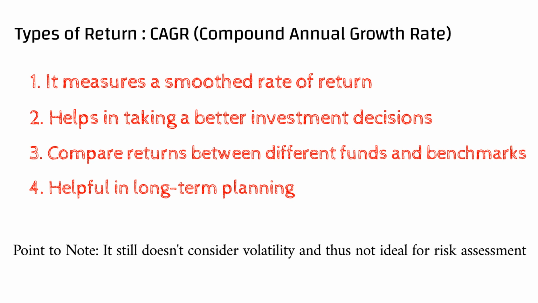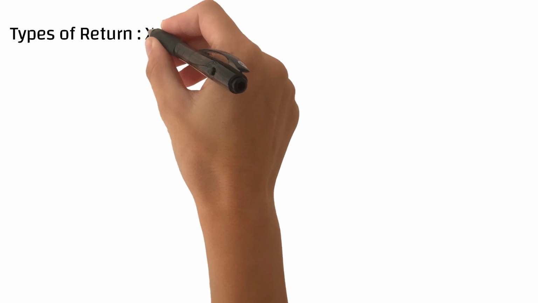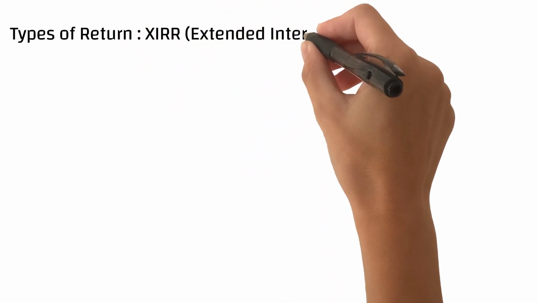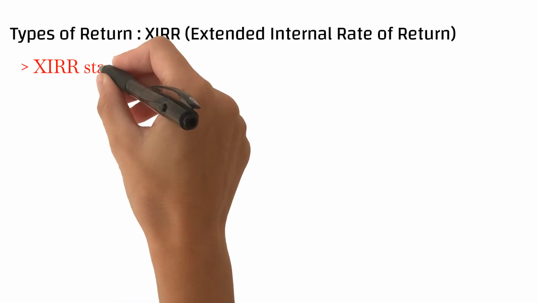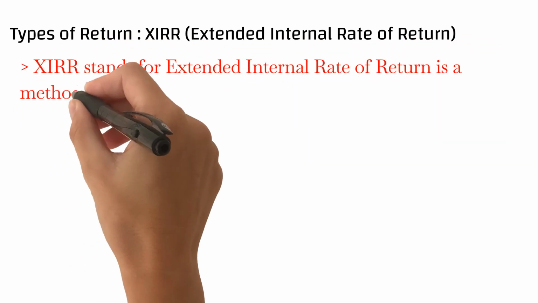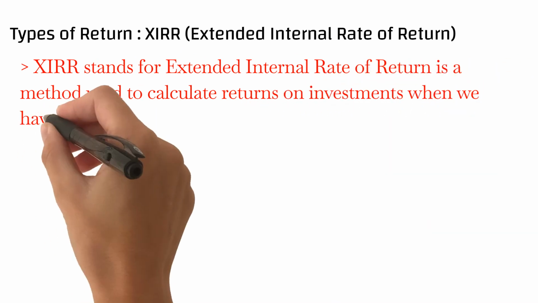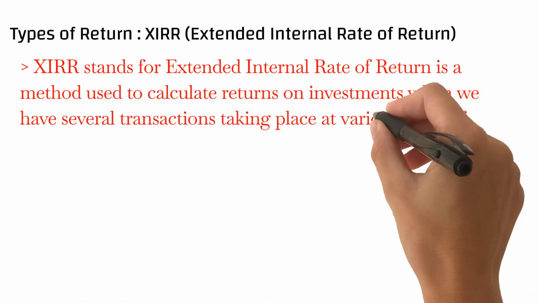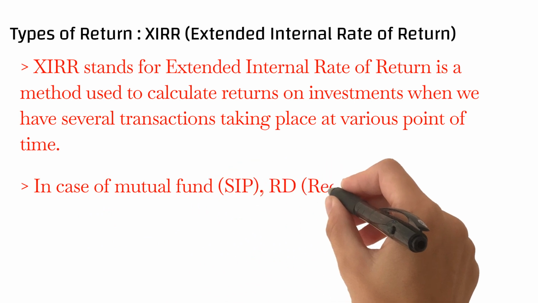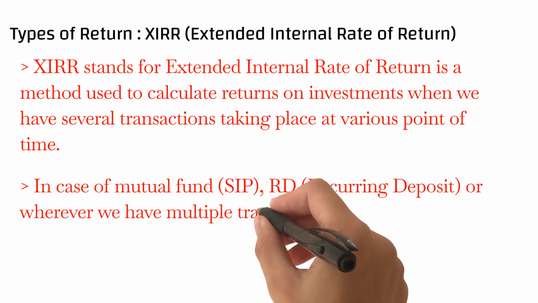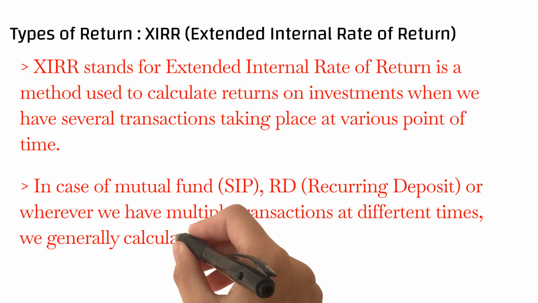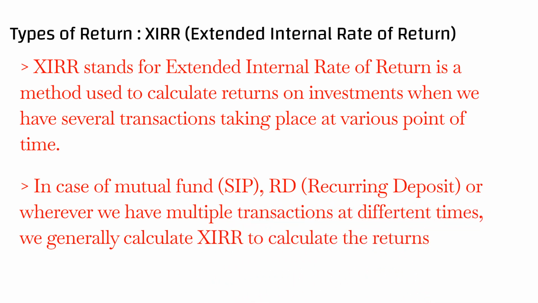Next, we are going to learn about XIRR, which is predominantly used in calculating returns of a portfolio. XIRR stands for Extended Internal Rate of Return, which is used to find returns of multiple investments done at various points of time. Like in the case of a mutual fund, when we invest via SIP, or in case of a recurring deposit, we invest some amount of money on a periodic basis and we get some return at a later point of time. Still confused? No problem. We will see this through an example.